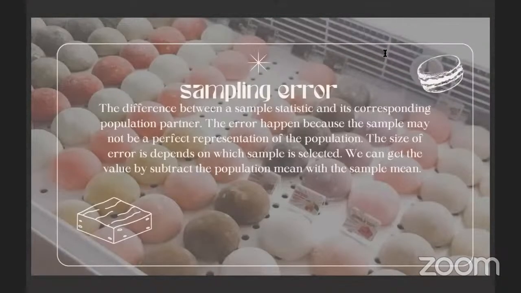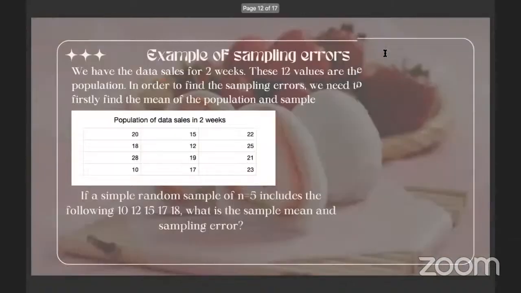And next, we're going to discuss sampling error. This is the difference between a sample statistic and its corresponding population parameter. The error happens because the sample may not be a perfect representation of the population. The size of the error depends on which sample is selected. It can be a positive or negative value. We can get the value by subtracting the population mean from the sample mean.